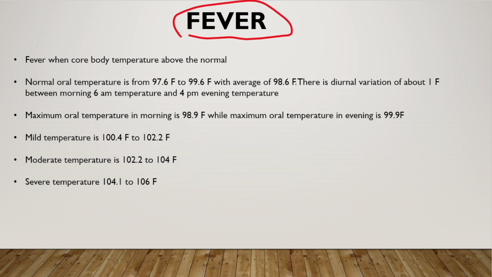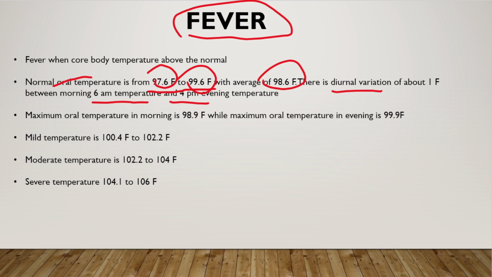So what's the core body temperature? Usually oral temperature is between 97.6 to 99.6 with an average of 98.6. But there is a diurnal variation. If we check temperature at 6 a.m., it will be less, around 97.6, and if we check it in the evening at 4 p.m., it will be raised, around 99.6. So that's a diurnal variation.